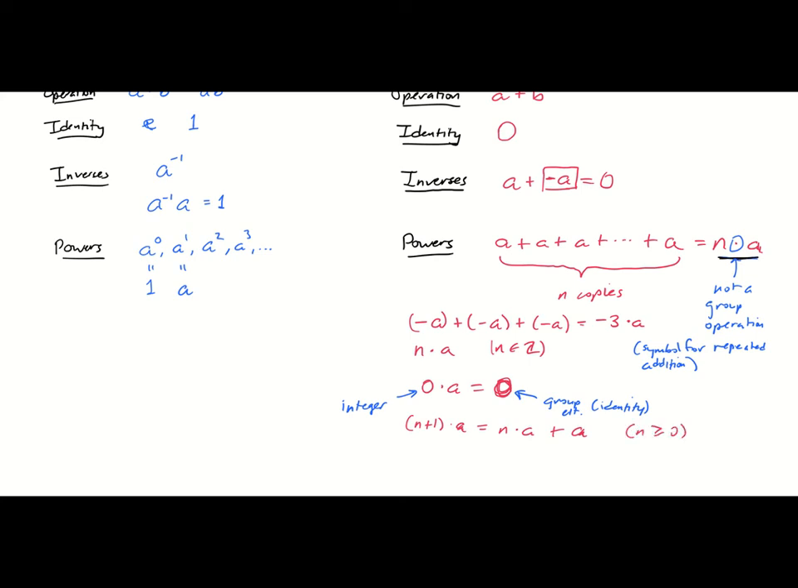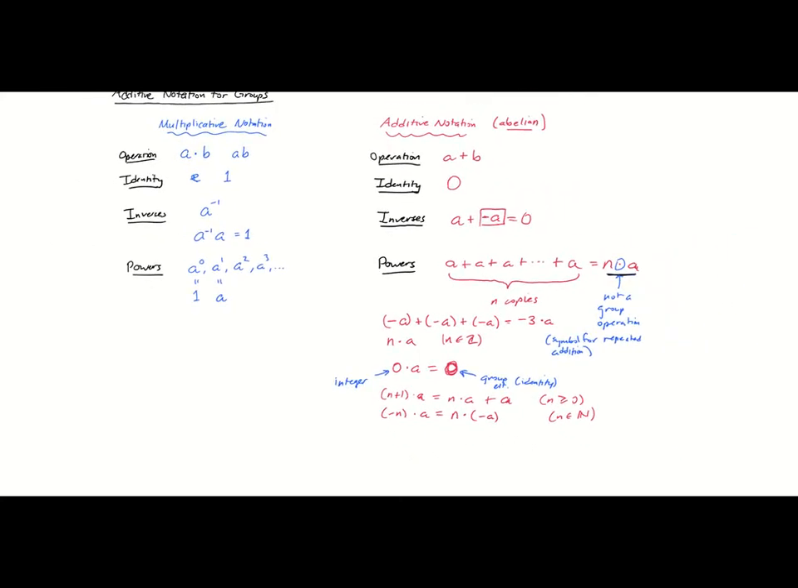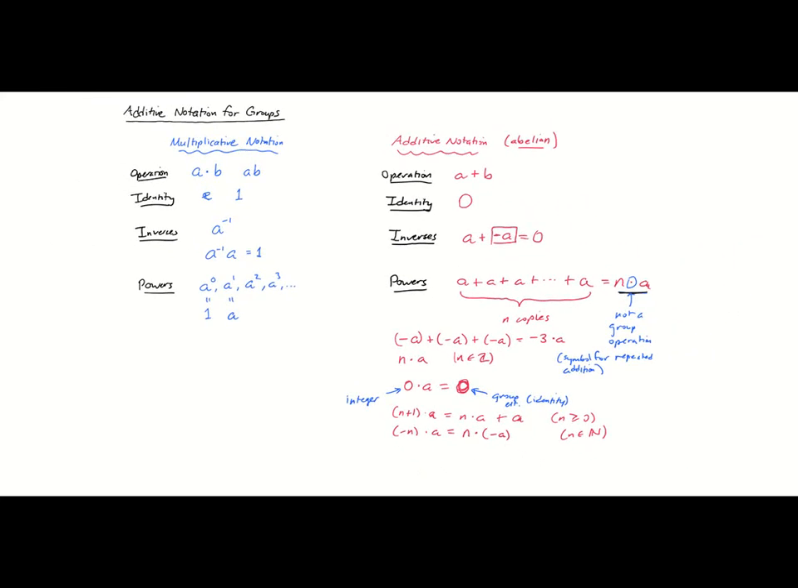And finally, if I want to define negative n times A, where n is still a natural number, then that's defined to be n copies of the additive inverse of A, or just the inverse of A. Okay, so that's an intro there to the idea of multiplicative notation, which is what we're most used to at this point, versus additive notation, which is in the future what we're going to use more of for abelian groups.